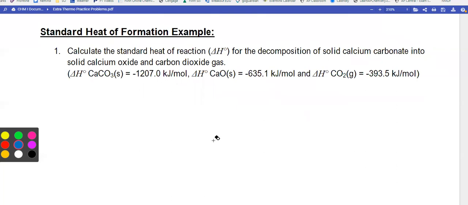This is the last thing we did in the chapter, where you will write a balanced equation first. Then the idea is to find the heat of reaction. You take the products total minus the reactants total. Biggest thing I see, people subtract the wrong way. Everything else is great. And you also multiply by the coefficient of that thing. So let's write the equation.